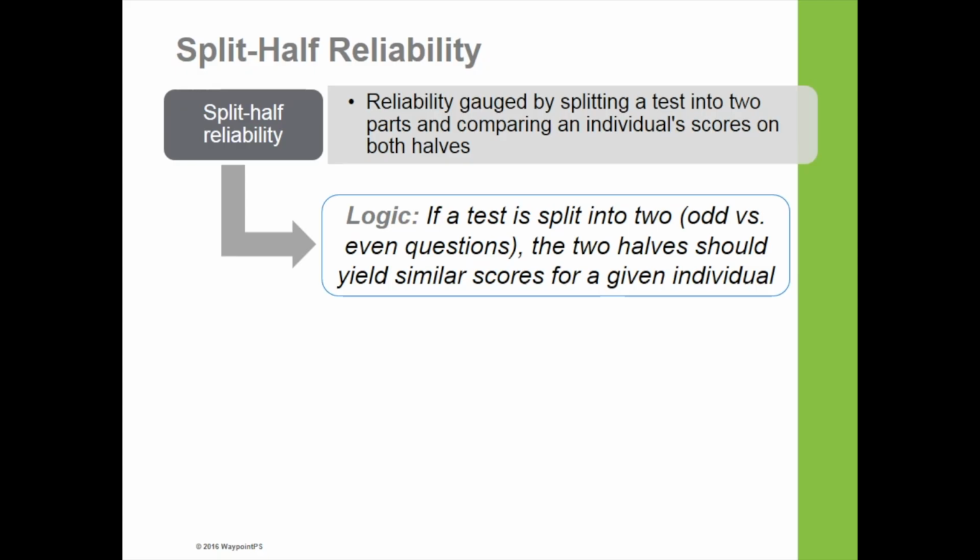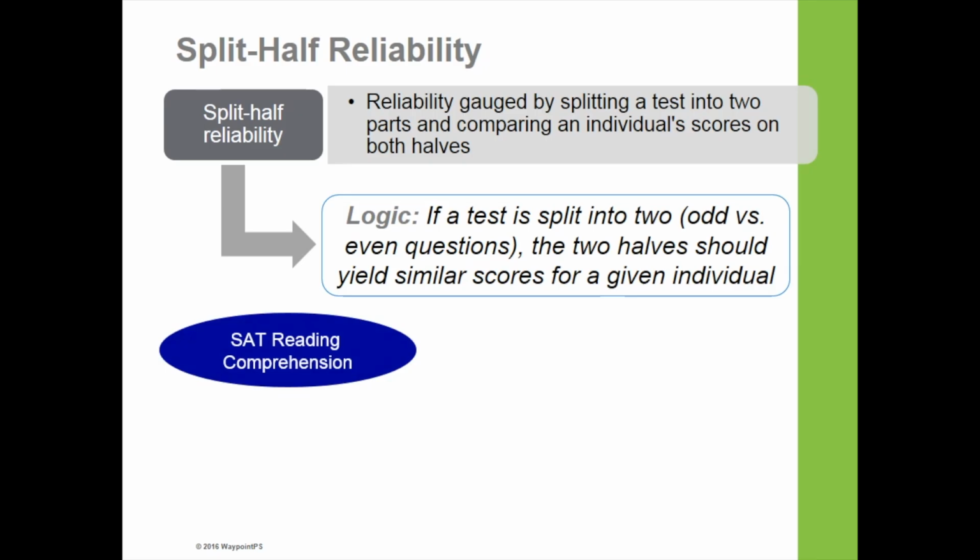Now we come to split half reliability. This is a lot like parallel forms, except this is a lazy man's version. Instead of creating new forms to gauge reliability, we're taking a single test and splitting it into two parts and comparing an individual's scores on both halves. The logic here is that if a test is split into two, let's say odd versus even questions, then the two halves should yield similar scores for a given individual or group of individuals.